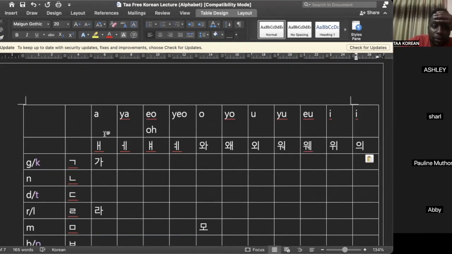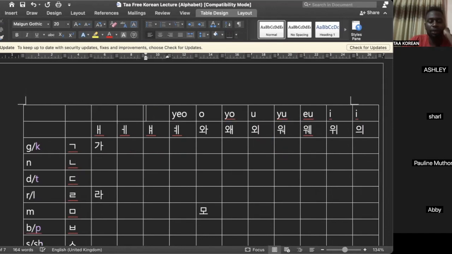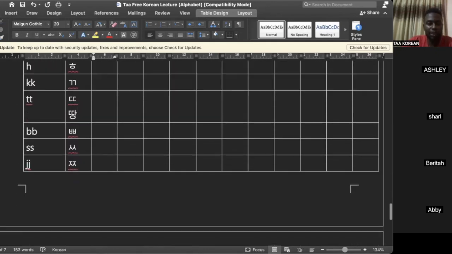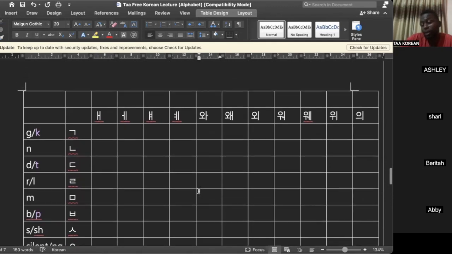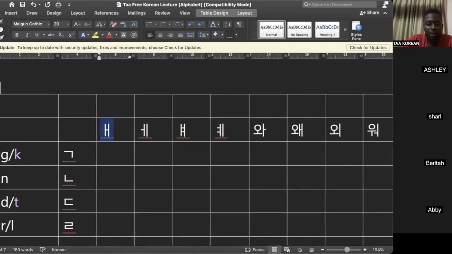Let's continue. So we have these vowels that are formed with a combination of two vowels. I think what you guys all need is the sounds that these vowels make. And then with that, we will have covered the whole Korean alphabet. This sound, can anybody tell me what that sound is? The eh sound. Okay. And this one? That's the eh, and then the other one is the A.